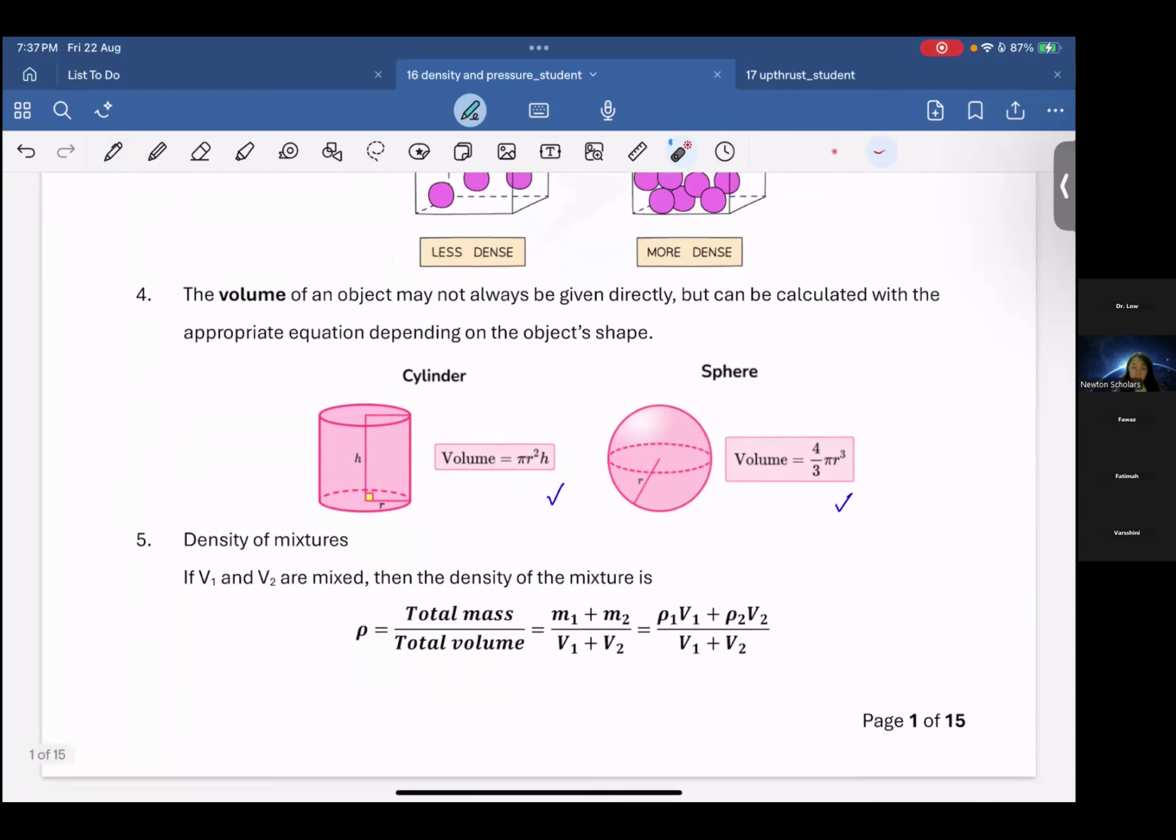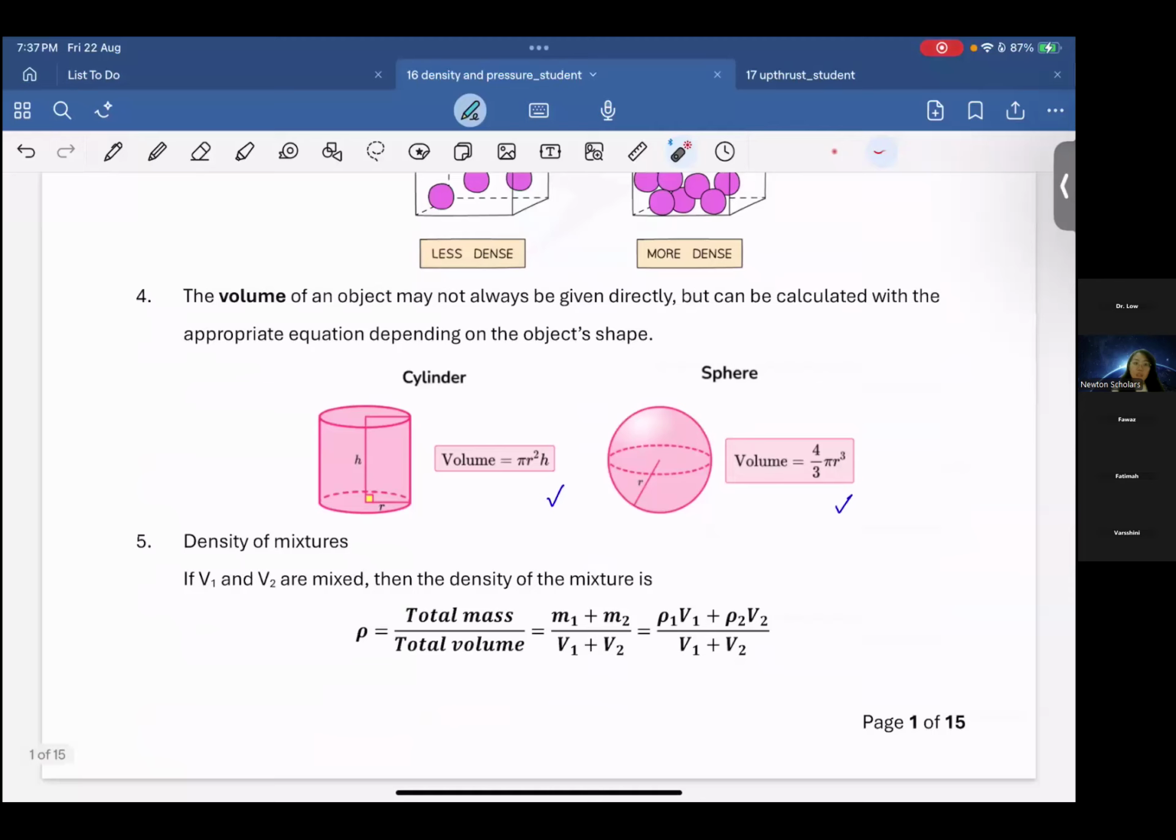In our AS, the volume might not always be given directly. If they are not giving it to you, we have to calculate it, so you have to know the formula. What is the formula for the volume of a cylinder? What is the formula for a sphere?